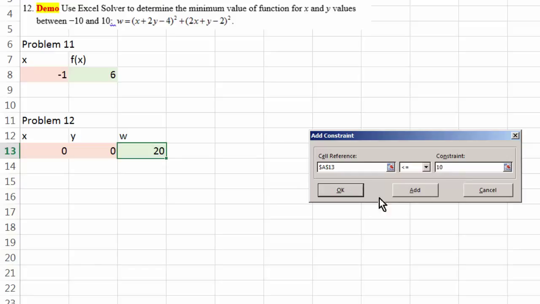You can hit OK, but since we're not done with adding constraints, let's add another one. This cell again needs to be bigger or equal to -10. Add another one. The y value here also needs to be smaller or equal to 10. And by the way, this doesn't have to be a constant value. You can reference a different cell address as well, if you wish to. For example, I can pick this cell right here. But in our case, let's do the value 10. And our last constraint: this y value here needs to be bigger or equal to -10. And now we're done.